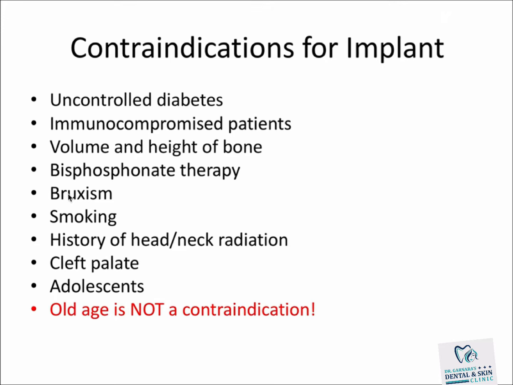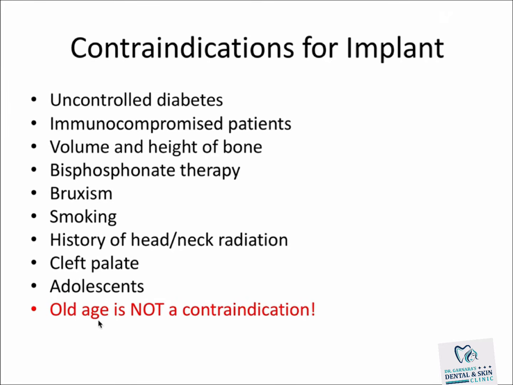Bruxism, a patient who is constantly clenching and grinding their teeth, may not be the best fit for an implant. Smoking is a relative contraindication. Again, all of these are relative contraindications. A history of head and neck radiation, another familiar item from the tooth extraction contraindication list. Patients with cleft palate, and adolescents.